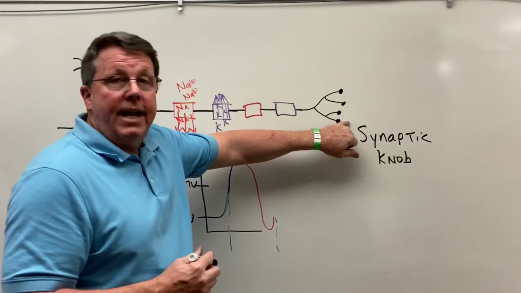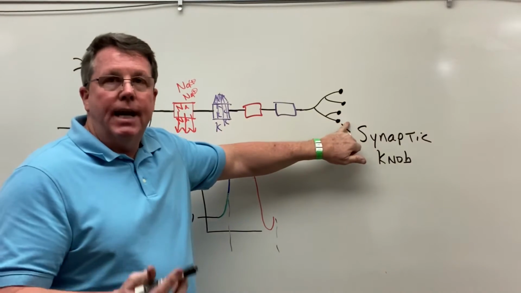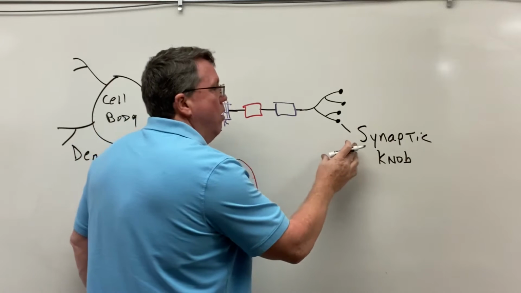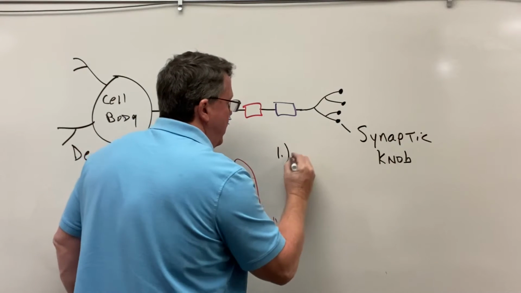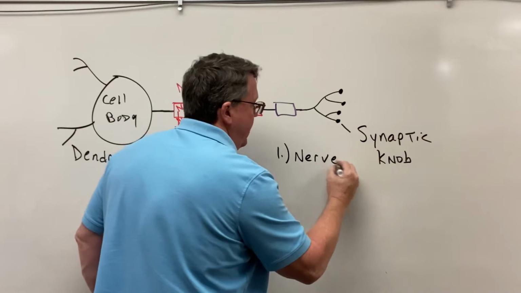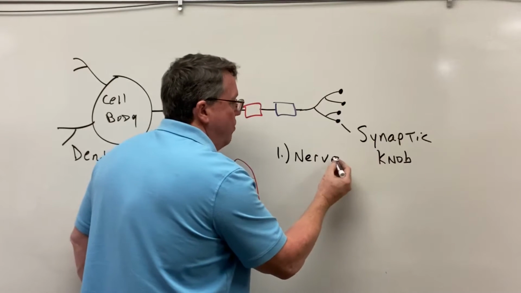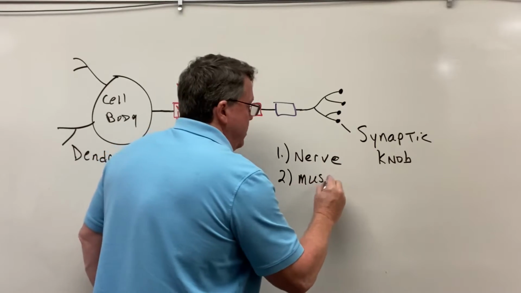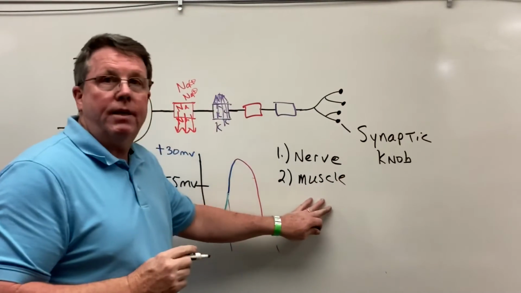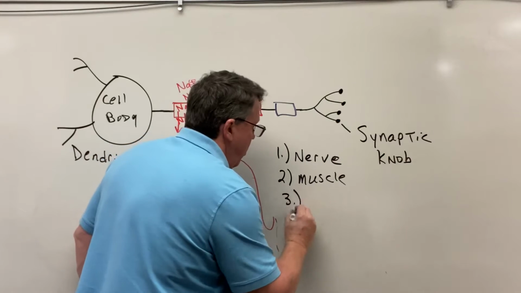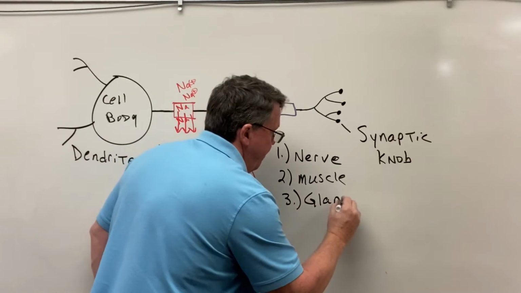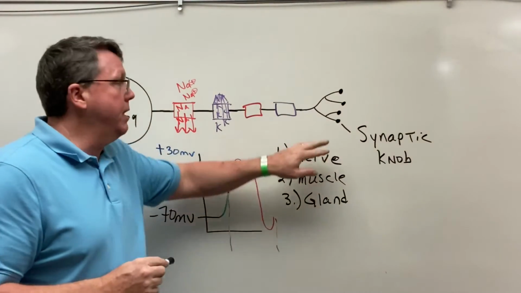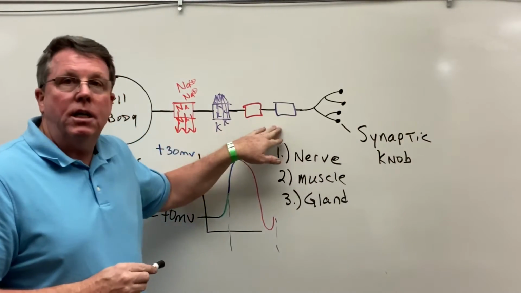When it forms a connection with something else, that's called a synapse, and we'll talk more about that in a minute. So my synaptic knob can only form a synapse with another nerve, with a muscle, which is what we're going to be talking about today, or with a gland. Okay? But before we start talking about muscles, let's talk about the connection between axons and other nerves.